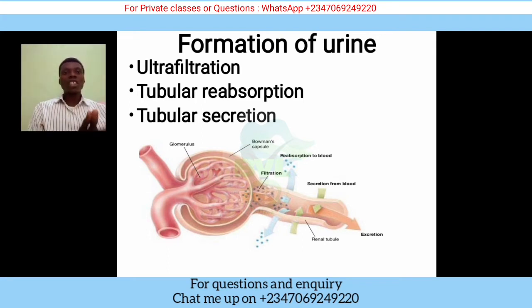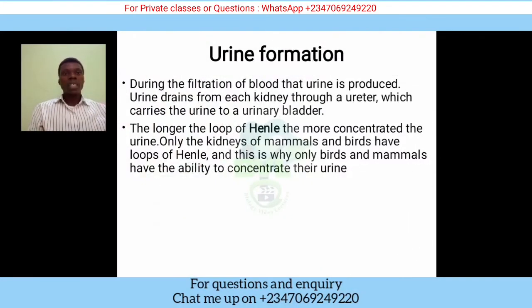So what are the stages in formation of urine? That is ultrafiltration, tubular reabsorption, and tubular secretion, taking place simultaneously. So you can see this is our renal corpuscle or malpighian corpuscle. So there's filtration taking place here. As the filtrate passes through here, there's tubular reabsorption back to the blood. Some things are added, that's tubular secretion. I will break that down as we move on. So during the filtration of blood, that is when urine is produced. So urine drains from each of the kidneys and is carried to the urinary bladder through the ureter.